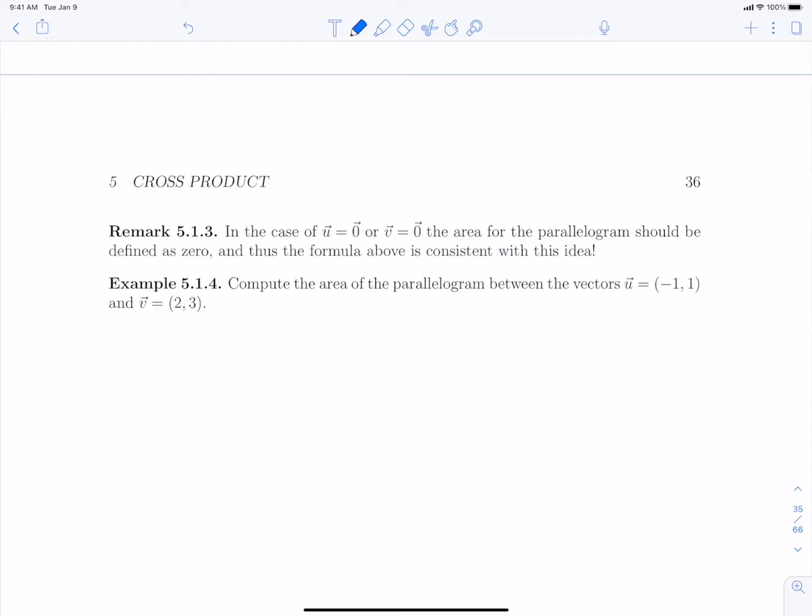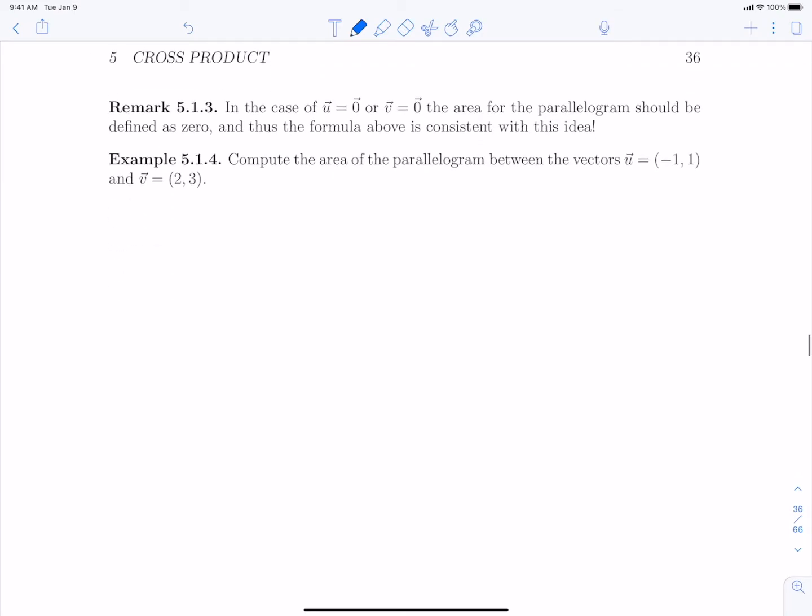So what we have here, and one more thing: if either of the vectors is 0, then obviously there's no area, and so the formula doesn't work. So let's try to determine our area. Recall from the previous page that the area will be the square root of the magnitude of u squared times the magnitude of v squared, minus u dot v squared.